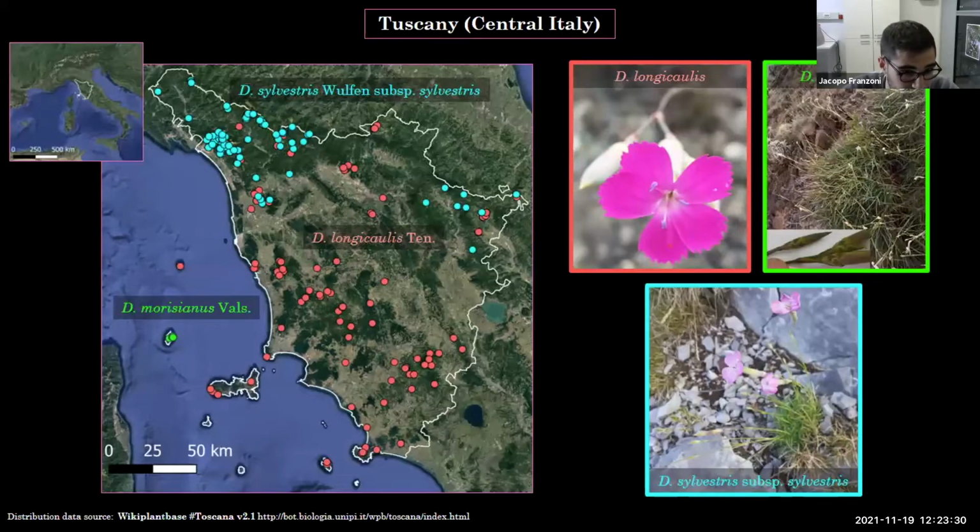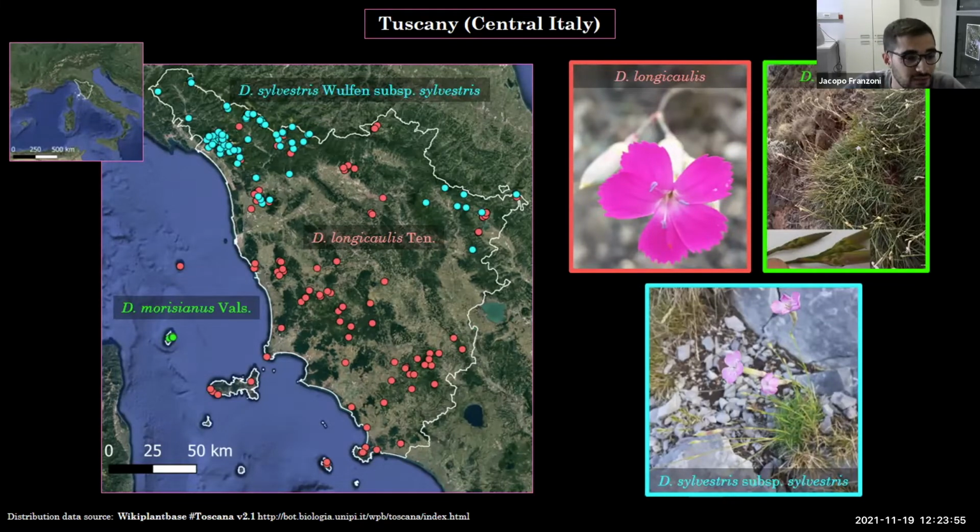In Tuscany, which was my study area, out of the around 30 taxa of this group, 3 taxa are reported, mostly on geographical and elevational basis, and sometimes with a weak support of qualitative morphological features.